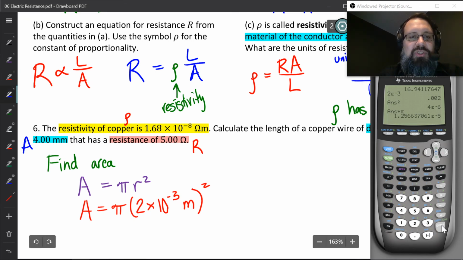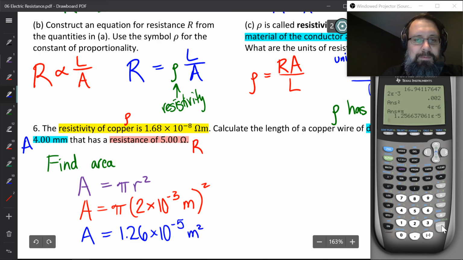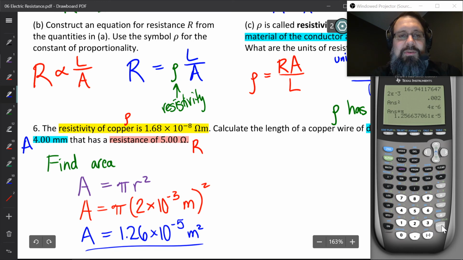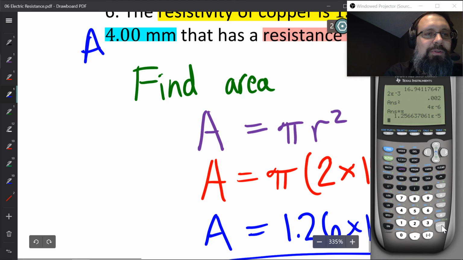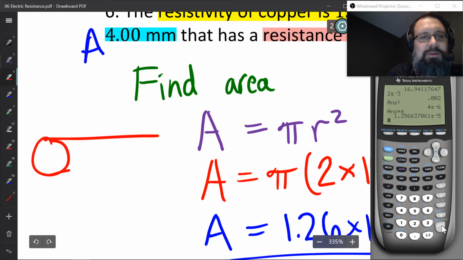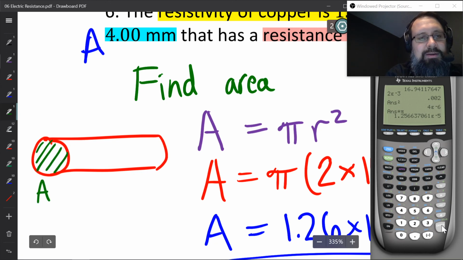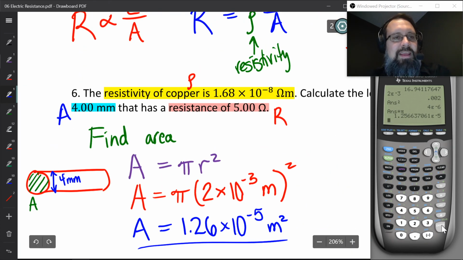This is the cross-sectional area of the wire. The cross-sectional area of the wire is 1.26 times 10 to the negative 5 square meters. Now that's not the answer to the question, but we're going to need it because our equation has area in it. Just remember that what we're looking at here is the wire. So here's the wire, and we just found this area of the wire because we knew that the diameter of the wire was 4 millimeters. We want to first find the area because it'll make plugging into this equation a lot easier.